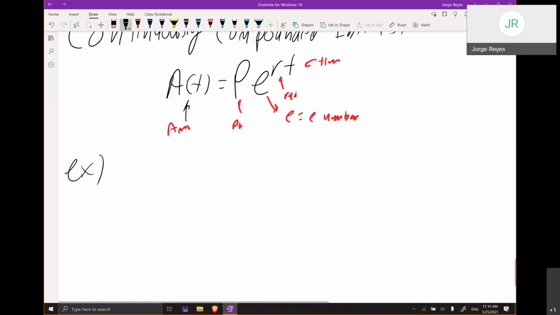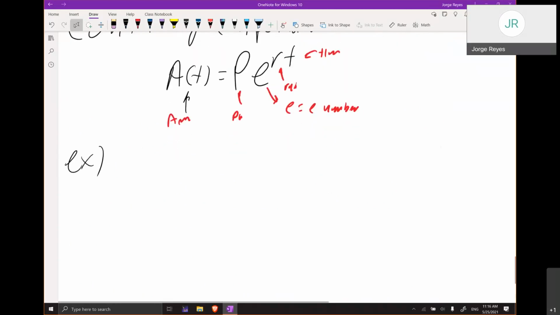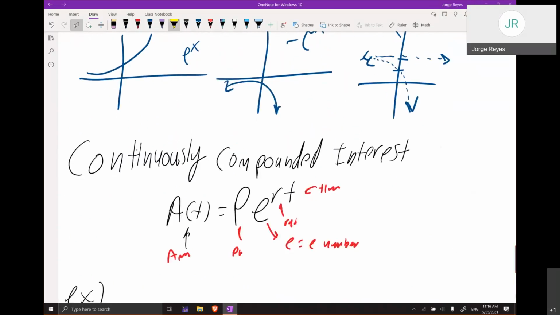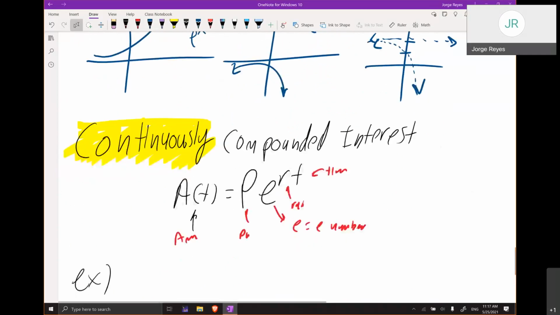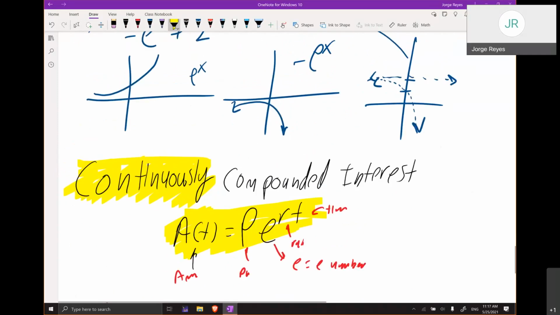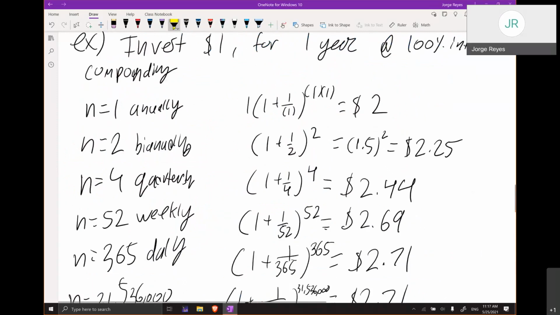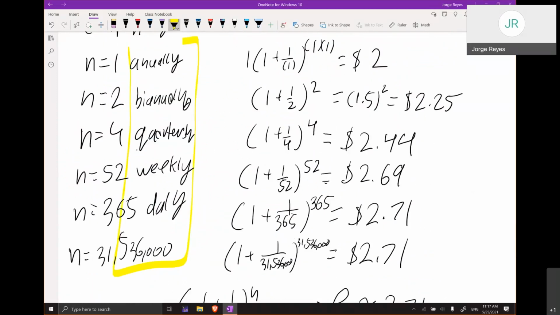So how do you know when to use which formula, okay? The answer is this formula needs this word, okay? When you see the word continuously, that's when you know that you need this formula, okay? Whereas when you see any of these, I didn't say this was seconds. Okay, when you see any of those words, that's when you know it's regular compound interest, okay?